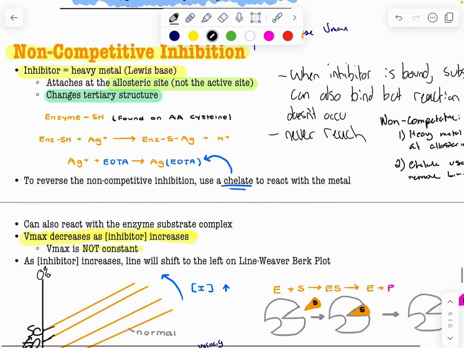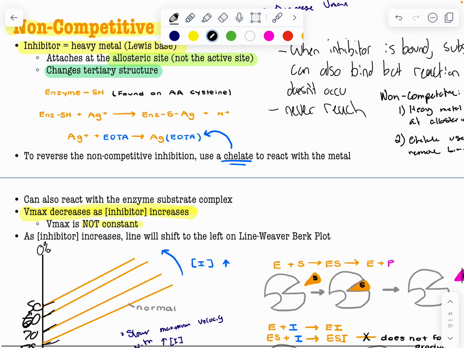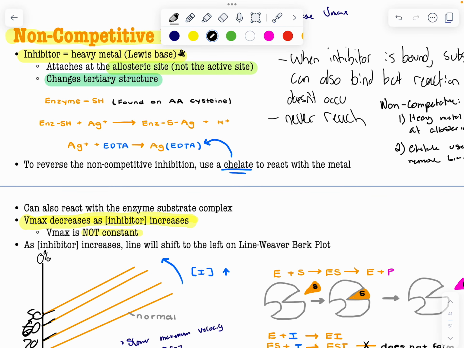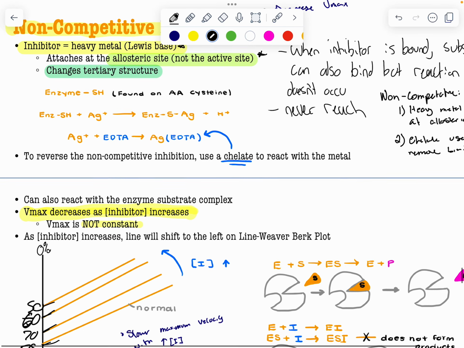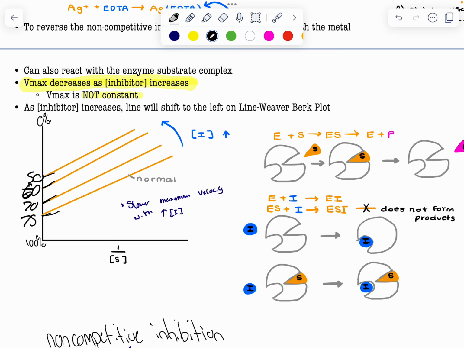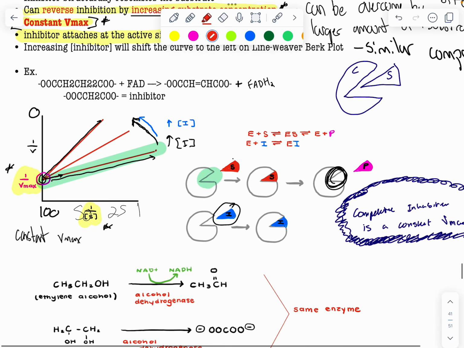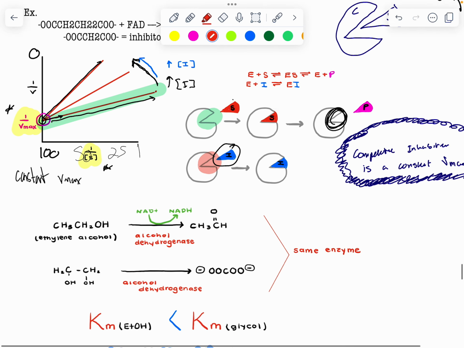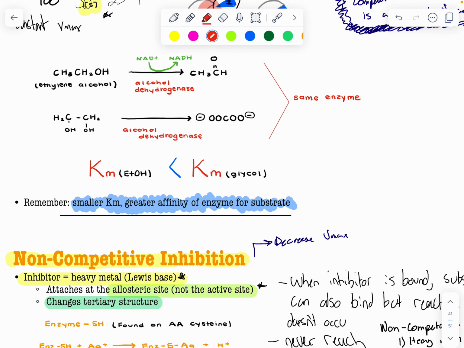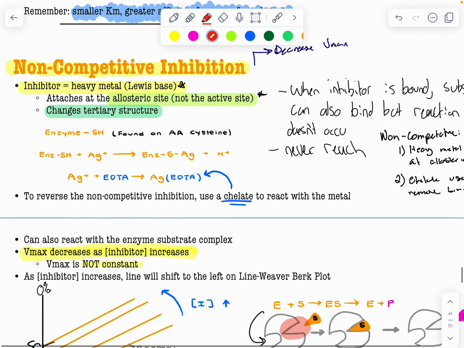So, like I said a second ago, our inhibitor is going to be a heavy metal and it's going to bind to the allosteric site. An allosteric site is a site that's not the active site. So it's basically just a secondary site for these heavy metal ions to bind onto. We can see right here, if I were to highlight this, our active site is where the substrate binds. Similar to competitive inhibition up here, where our inhibitor bound to the active site, the site where the substrate binds onto our enzyme is referred to as the active site.